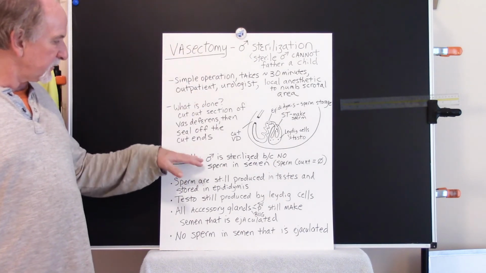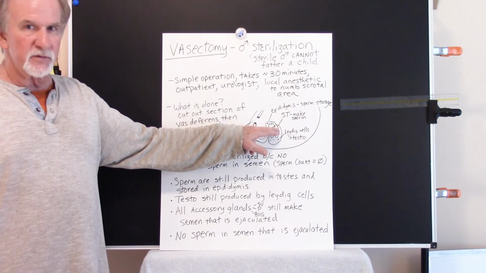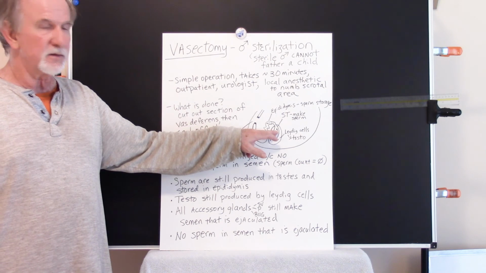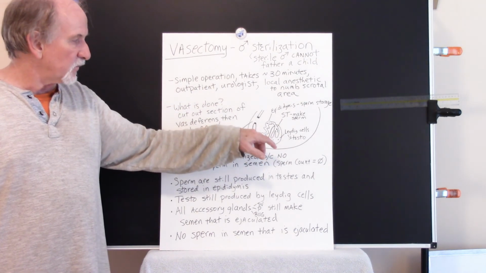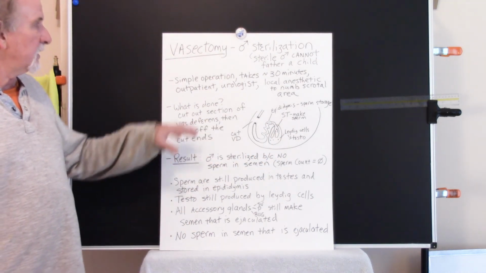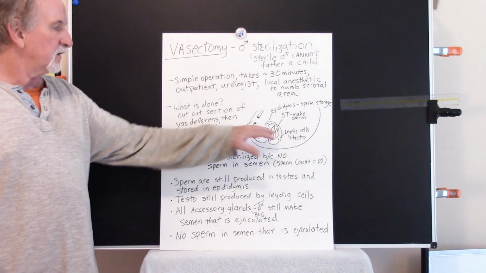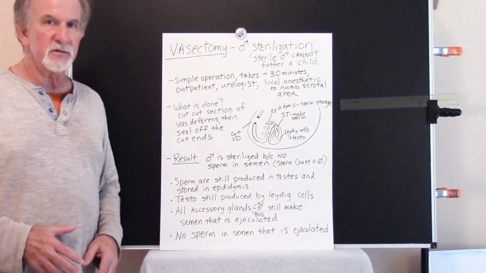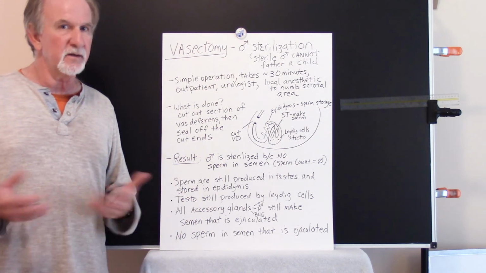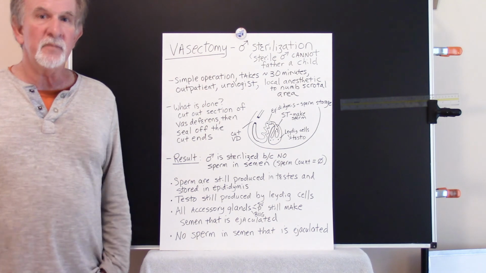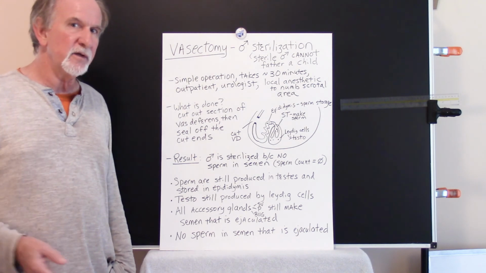So it turns out that after a vasectomy, sperm are still produced in the seminiferous tubules because there was no damage done to the testes. And the sperm that are produced after a vasectomy are still stored in the epididymis. After a vasectomy, because the Leydig cells aren't damaged, the Leydig cells within the testes continue to produce testosterone. And after a vasectomy, all the accessory glands are still intact and they're still fine, and they will make their solutions that contribute to the formation of semen in the urethra.